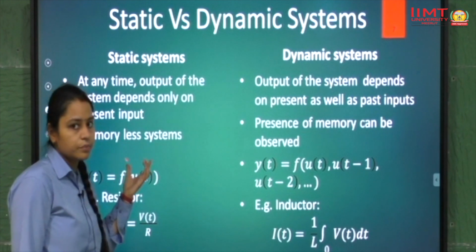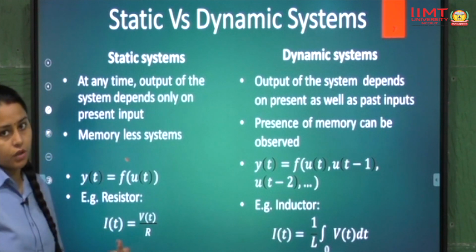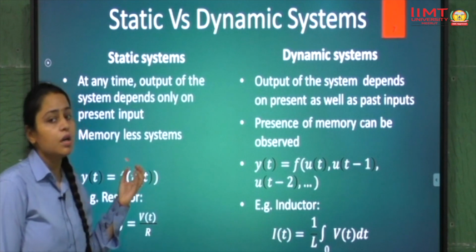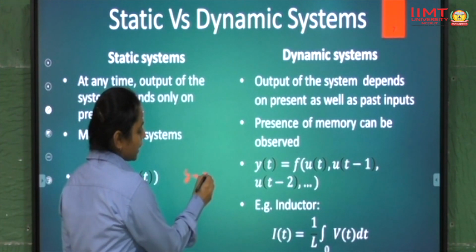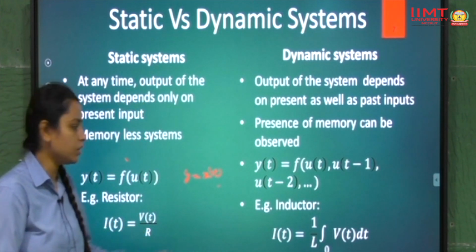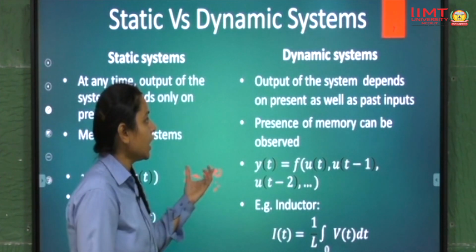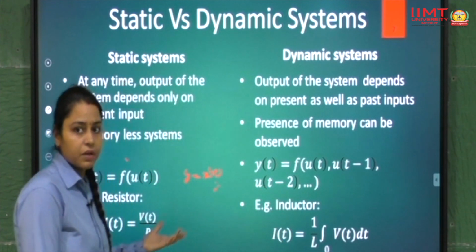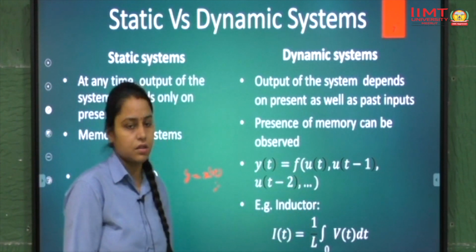Next is static and dynamic system. In a static system, at any time the output depends only on the present input, and there is no memory. So Y equals X of t. It does not depend on past or future values, only on the instantaneous value. This is called the static system. Another is the dynamic system, where you have memory, and the output depends on past or future values, so it is called the dynamic system.